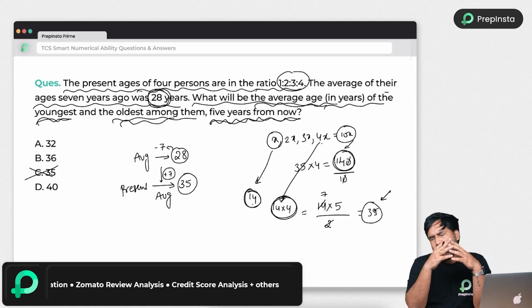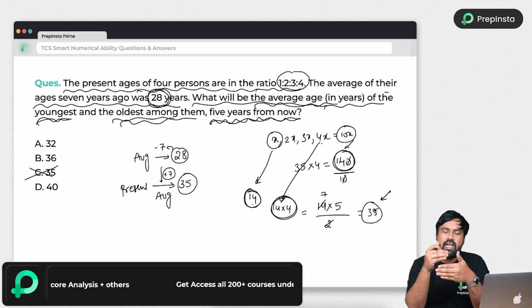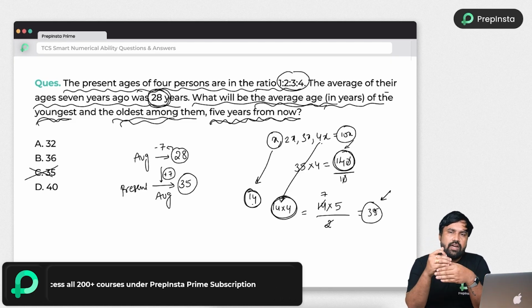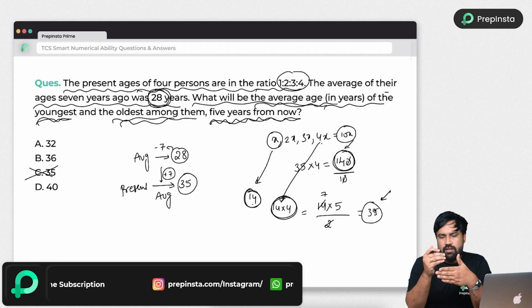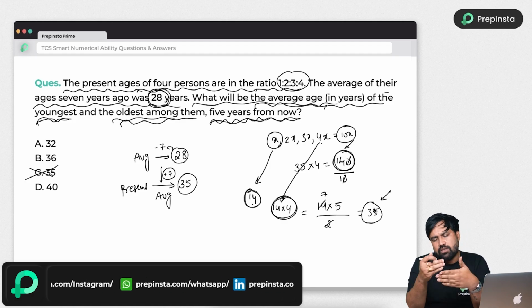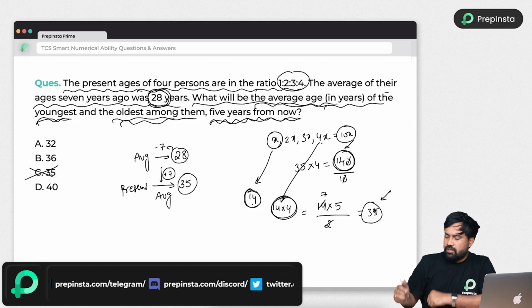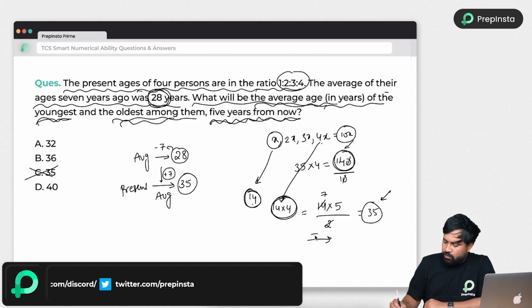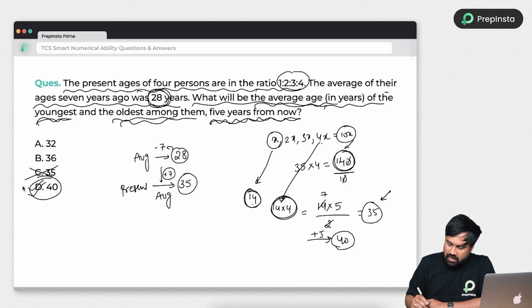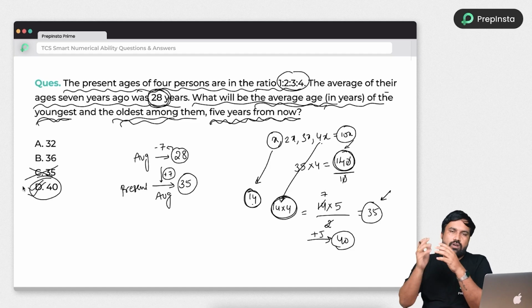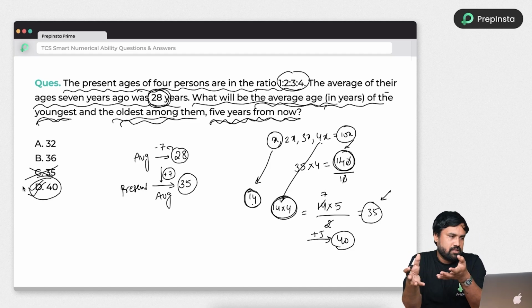How many people were there in the group doesn't matter. If the average is increased by 10 years, it is after 10 years. If before 10 years, you just subtract 5 years or 10 years from the average. So we want after 5 years, right? So plus 5. So the answer is 40. Option D is correct. This is the regular traditional method, or the concept for those who know averages.